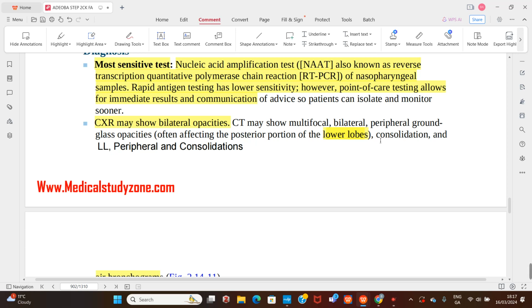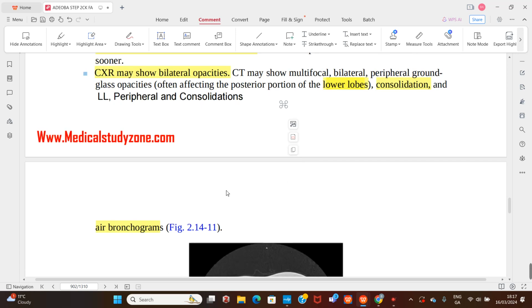In COVID, we are going to be seeing features of consolidation. Consolidation is not very common in PCP. Then lastly, the distribution is peripheral for COVID. Peripheral, you see at the periphery of the chest x-ray, while for PCP, they are central in distribution. Bilateral but central. COVID is bilateral but peripheral. COVID will have consolidation, and the opacity will be at the lower lobes.